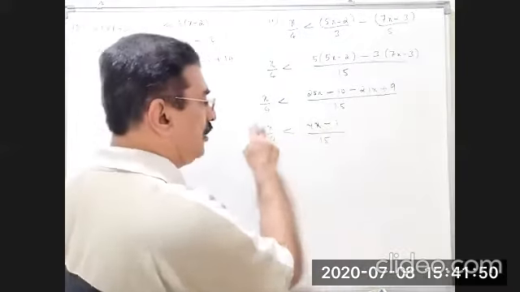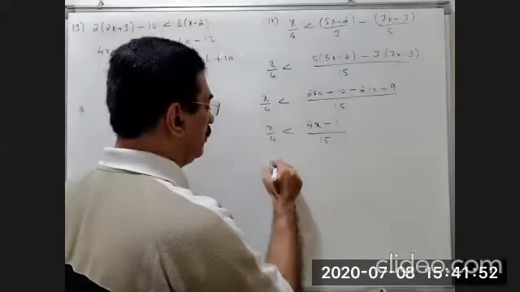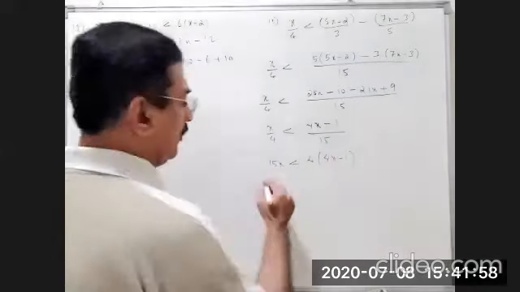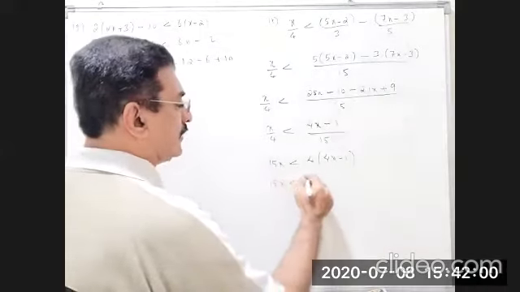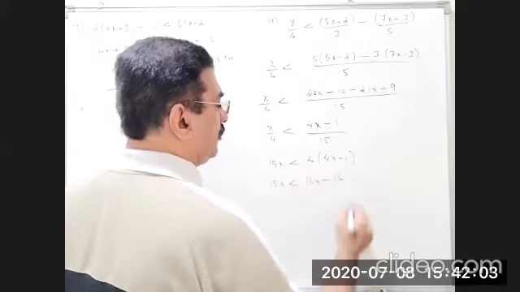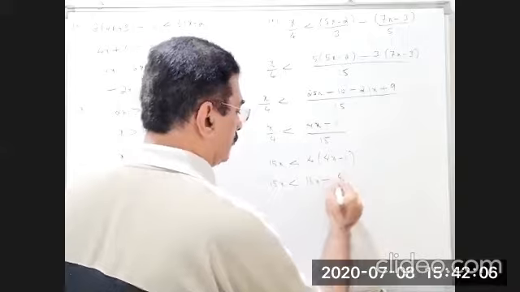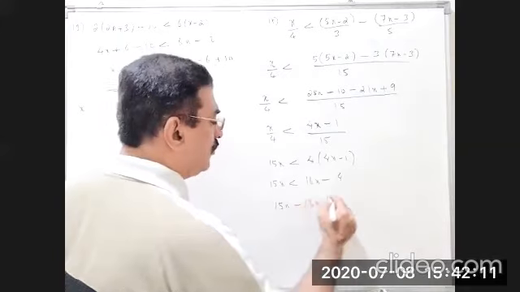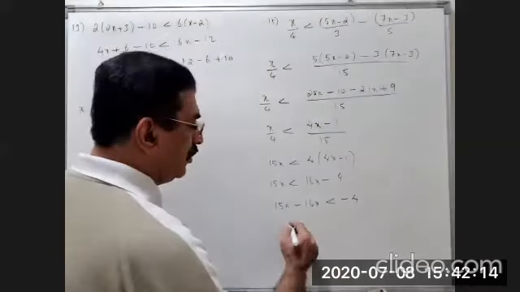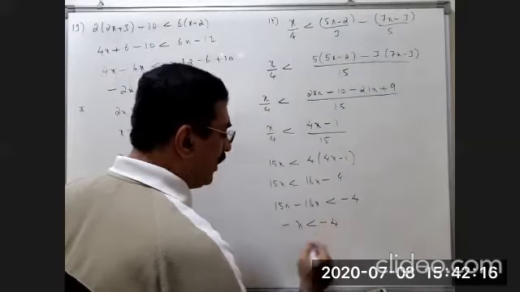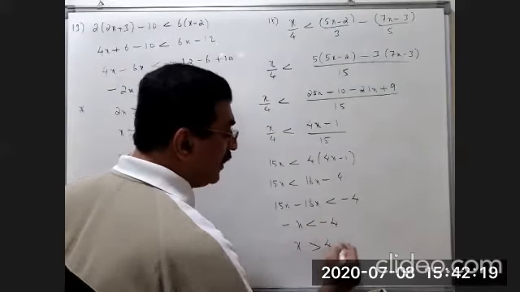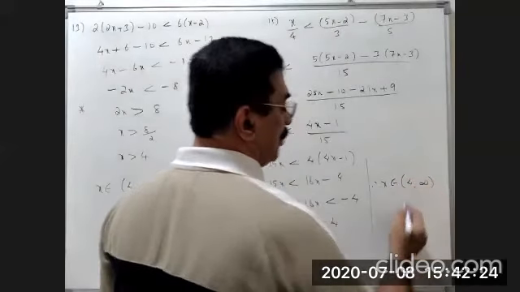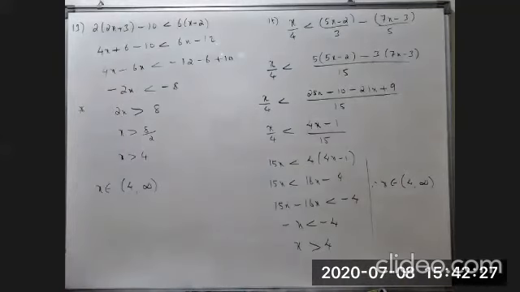Cross multiply. 15x less than 4 into 4x minus 1. 15x less than 16x minus 4. 15x minus 16x less than minus 4. Minus x less than minus 4. So x greater than 4. Therefore x belongs to 4 to infinity. Greater than 4 means 4 to infinity.